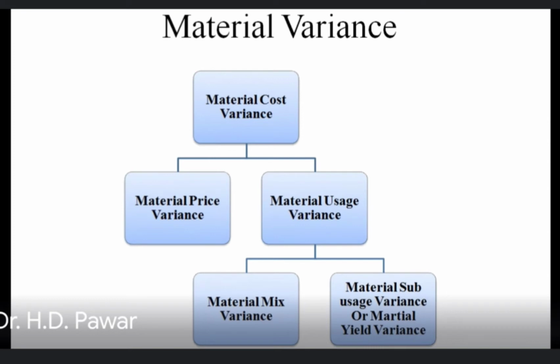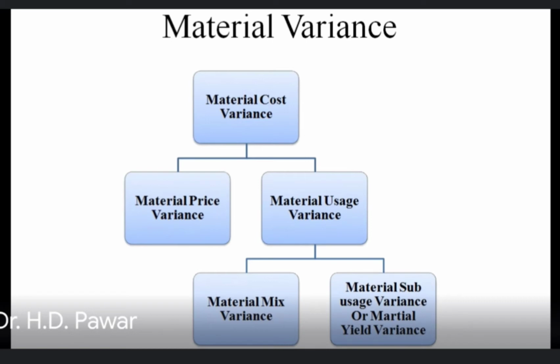But if more than one kind of material is used in production, that means there is a production mix, then some further variances are required to be calculated in the material variances. A maximum of 5 variances are possible. As you can see on your screen, material cost is classified into two categories: material price variance and material usage variance.